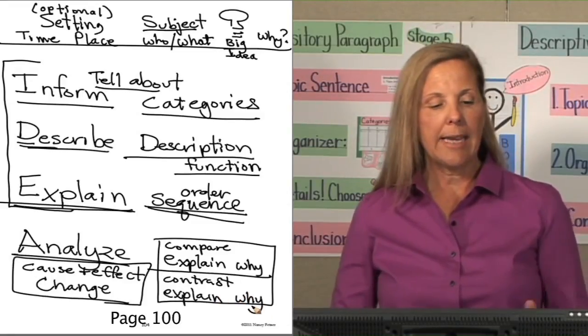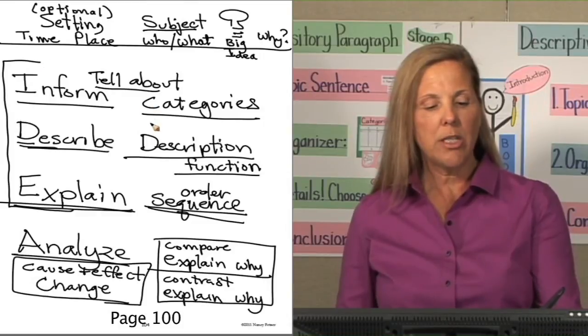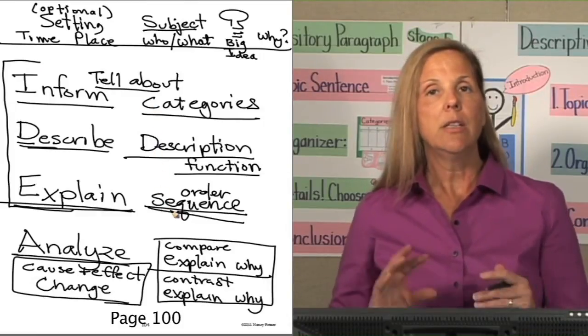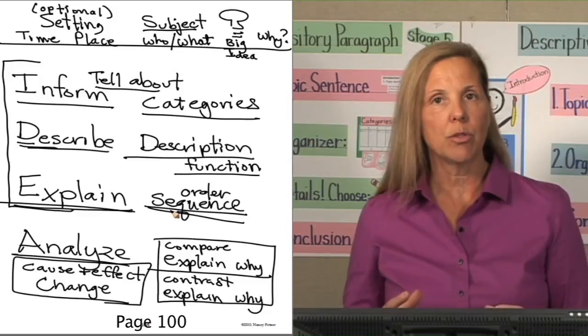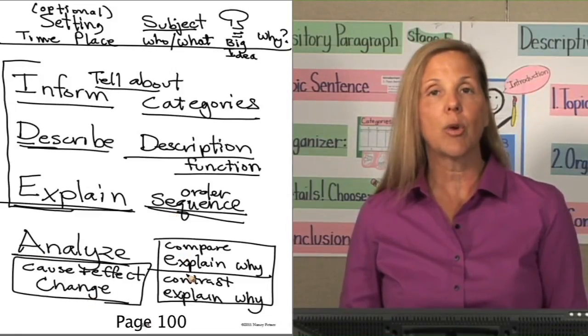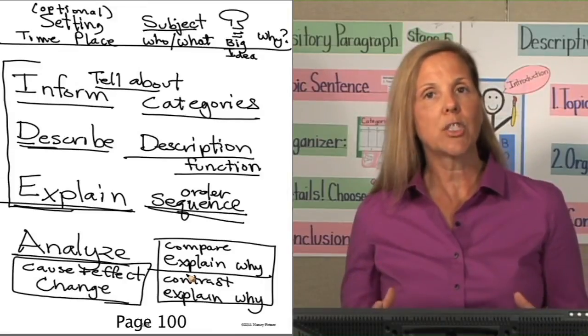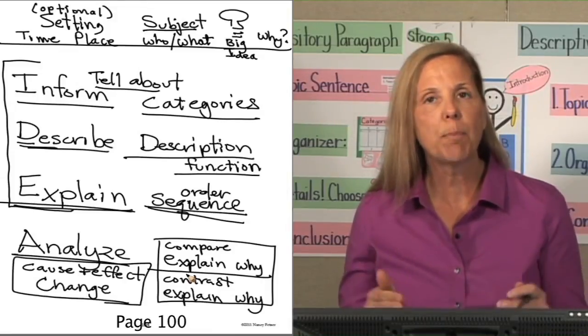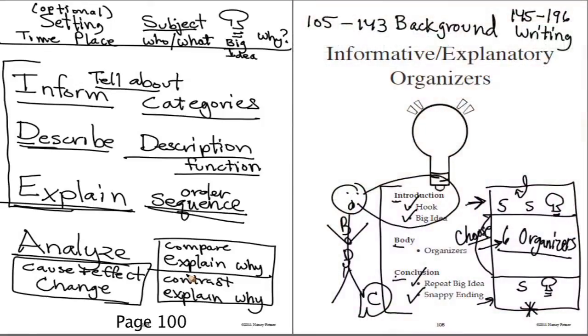What we're looking at is categories, description, and sequence need to be mastered by your students. Analyze, where you use cause and effect, compare and contrast, we are using those types of organizers for deeper level thinking. Let's turn to the next page.